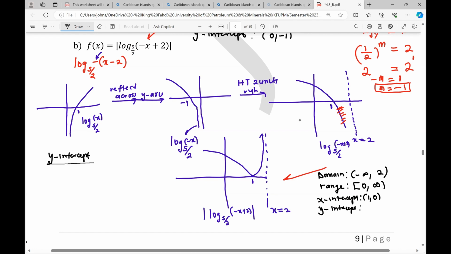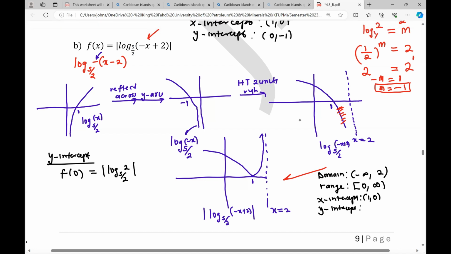What is the y-intercept? It's just f of 0. So f of 0 means you put x as 0. This will have the absolute value of log base 5 over 2 of 2, everything in absolute value, which is just a positive term. So we can even remove the absolute value. Our y-intercept is just going to be 0 and log base 5 over 2 of 2. So this is our y-intercept.